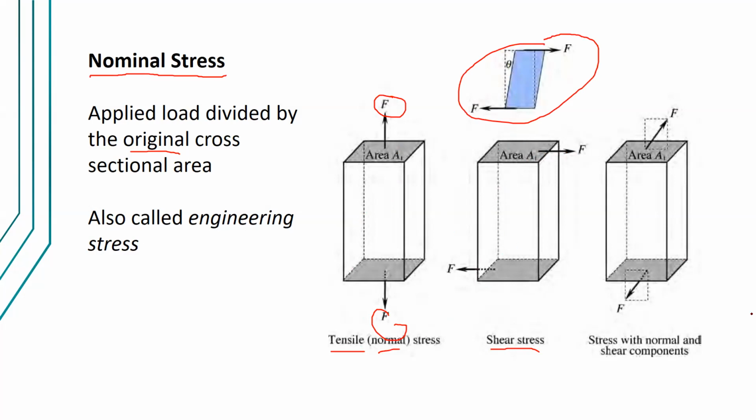Unlike your normal stress, where the deformation is either the object will contract or will elongate, it's also possible that in an object, you apply both shear stress and normal stress. So your stress will have normal and shear components, just like what's being shown here in this third picture.